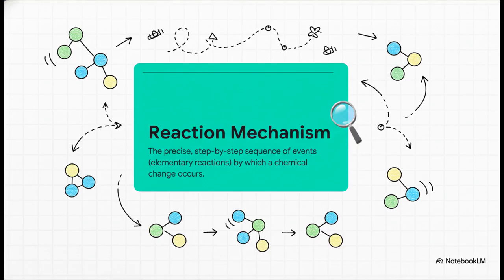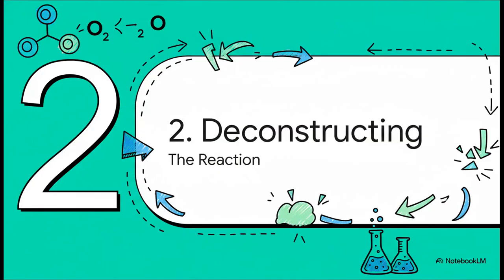It's called the reaction mechanism. It's the precise step-by-step sequence of events. It's not just the what, it's the how. You could even think of it as the secret choreography of the molecules. All right, let's stop talking in analogies and dive into a real classic example, the decomposition of ozone. This is going to show us exactly how we can deconstruct a reaction into its core parts.